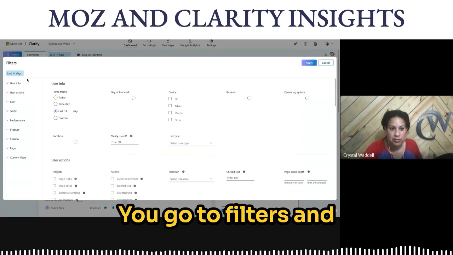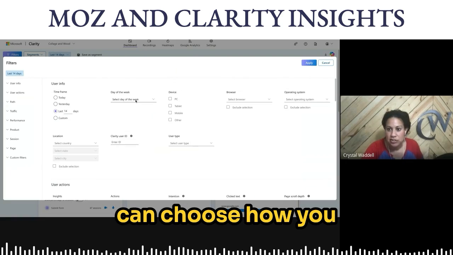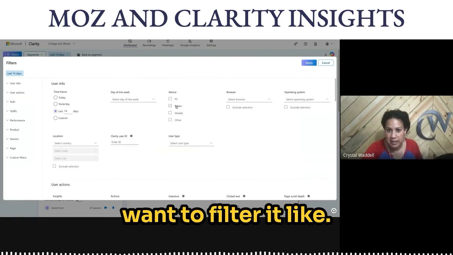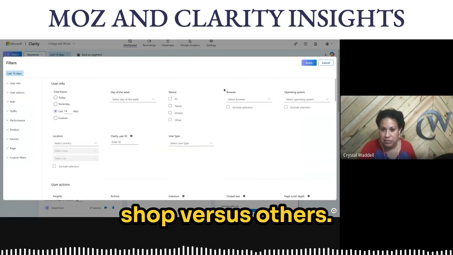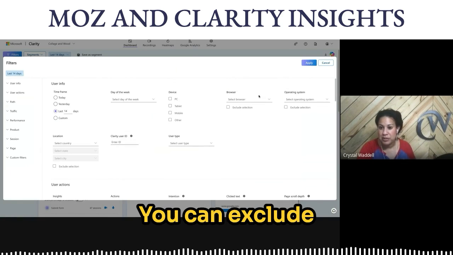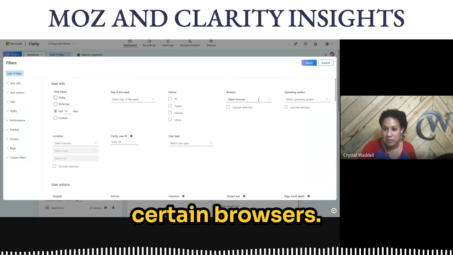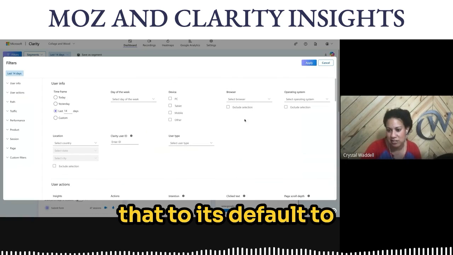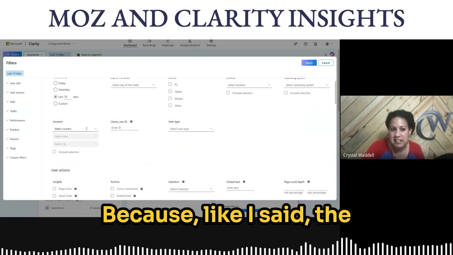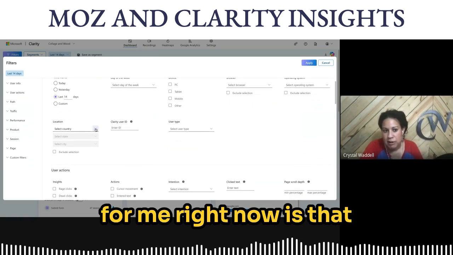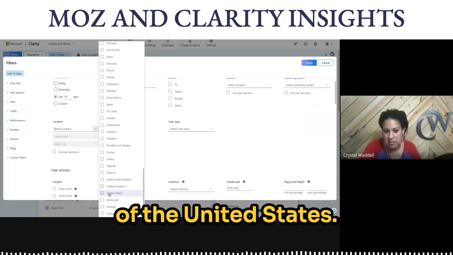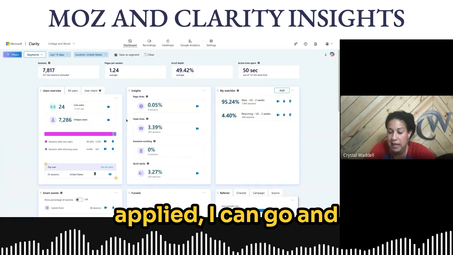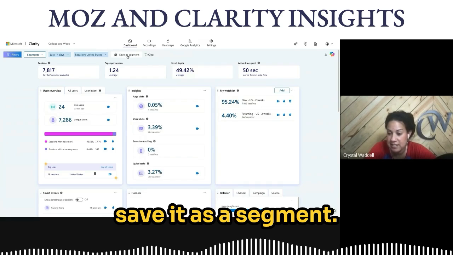You go to filters, and that's where you can choose how you want to filter it. Like day of the week, I don't really have a specific day of the week that people shop versus others, but that may be relevant to you. You can exclude browsers, include certain browsers. I'm just leaving all of that to its default to include everything. Because like I said, the most important thing for me right now is that I choose the location of the United States.